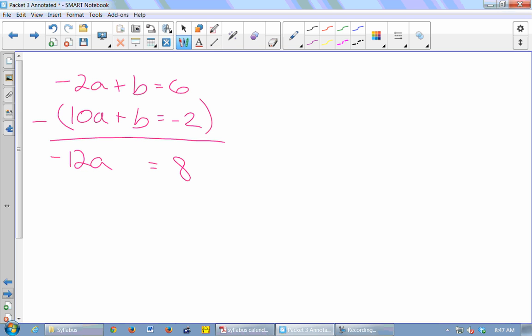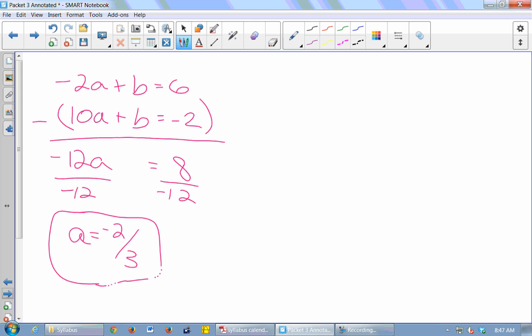You can also think of it as just multiplying the whole equation by -1 and then adding the 2 equations together. Many people do that. So then I just divide both sides by -12. And so we get a is 8 over -12. Divide the top and bottom by 4, and I get 2/3, -2/3. All right, so I know what a is.